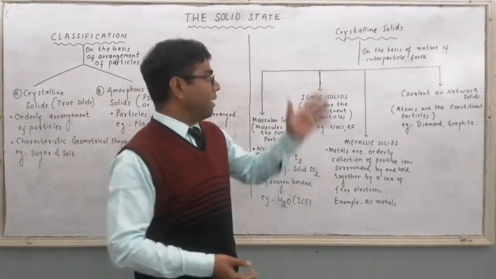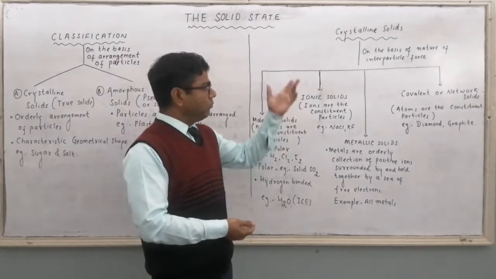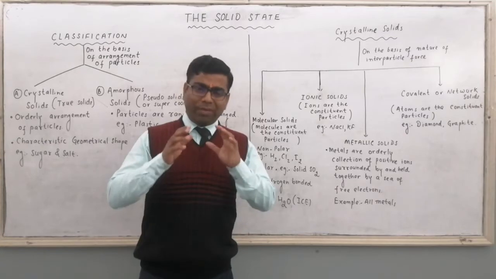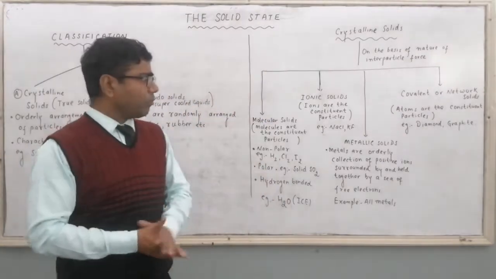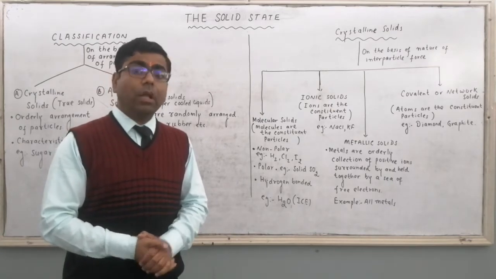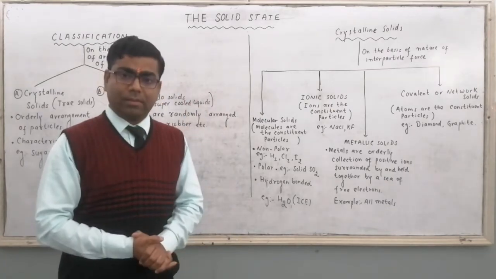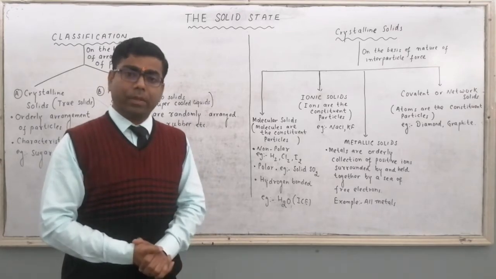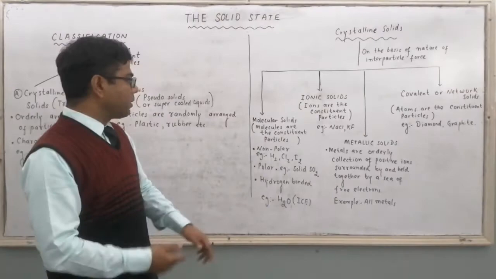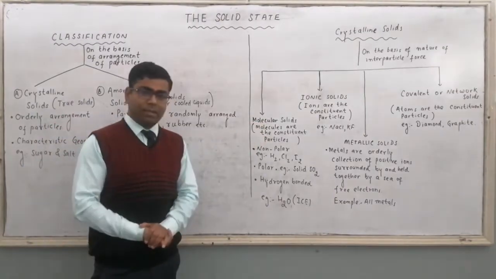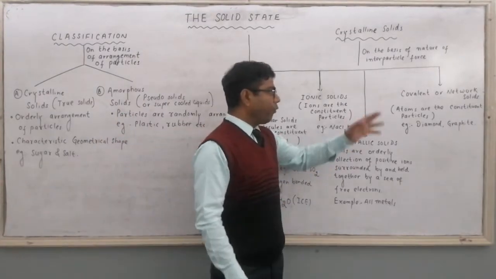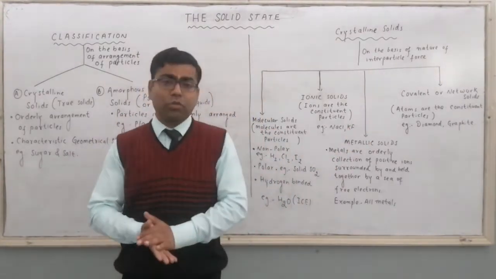Now if we talk about crystalline solids, then there is the classification of crystalline solids also. And the basis of classification is the nature of interparticle force and the constituent particles present in the given solid. So crystalline solids are further classified into four types. First one is your molecular solids, second one is your ionic solids, third one is your metallic solids, and fourth one is your covalent or network solids.